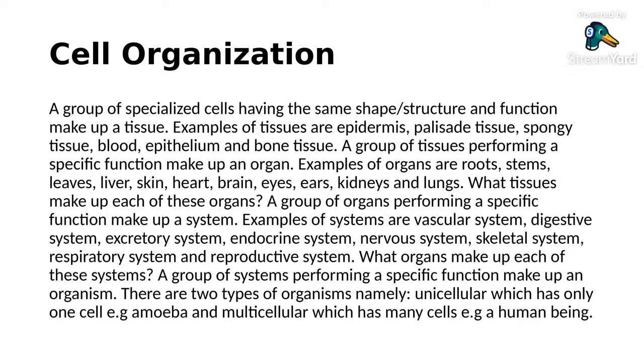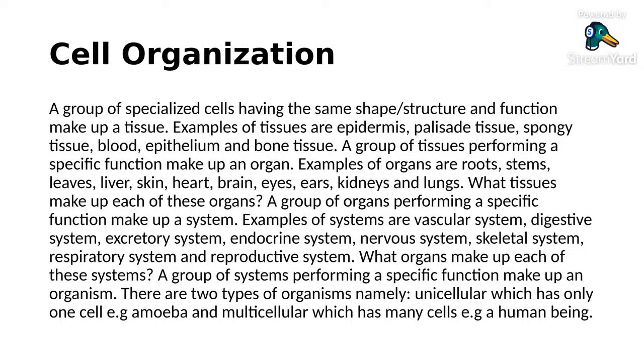So now there is an arrangement that you need to know, which is known as cell organization. How cells are arranged to eventually form an entire organism. A group of specialized cells, meaning cells that have undergone chemical changes and have now become specific to form one specific organ. A group of specialized cells having the same shape or structure and function make up a tissue. So a group of cells form a tissue.